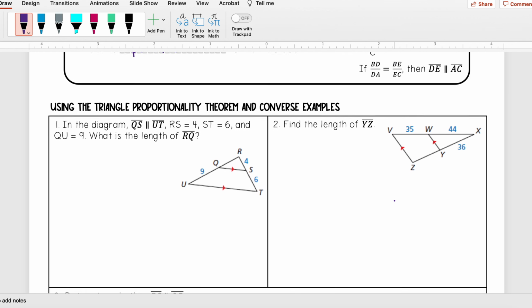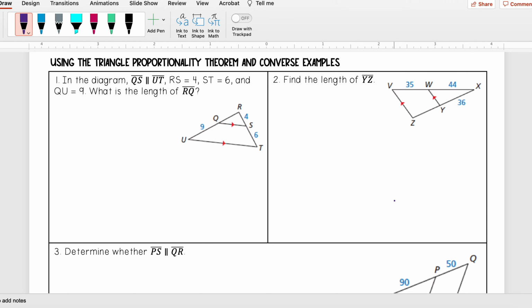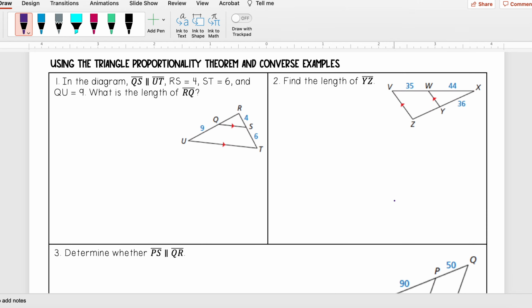So let's look at some examples of using this theorem and its converse. So for number one, it says in the diagram, QS is parallel to UT. And I can see that in the diagram because of those red arrows that mean that they're parallel. I see that RS is equal to 4, ST is equal to 6, and QU is equal to 9, and I want to find the length of RQ.